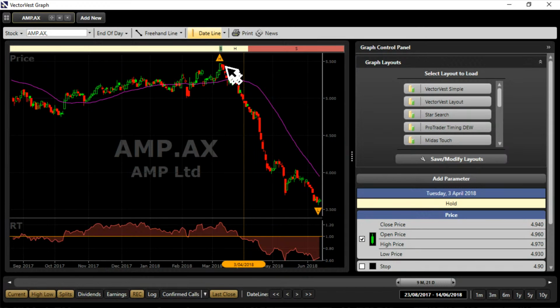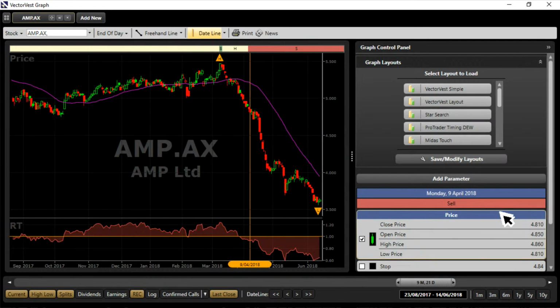Let's run through the 4 steps. Step 1, yes, price gone against you. Step 2, through the 40-day. Step 3, RT below 1. Step 4, rec equals sell. Around about 480, get out. Why are you looking to remain in that stock?